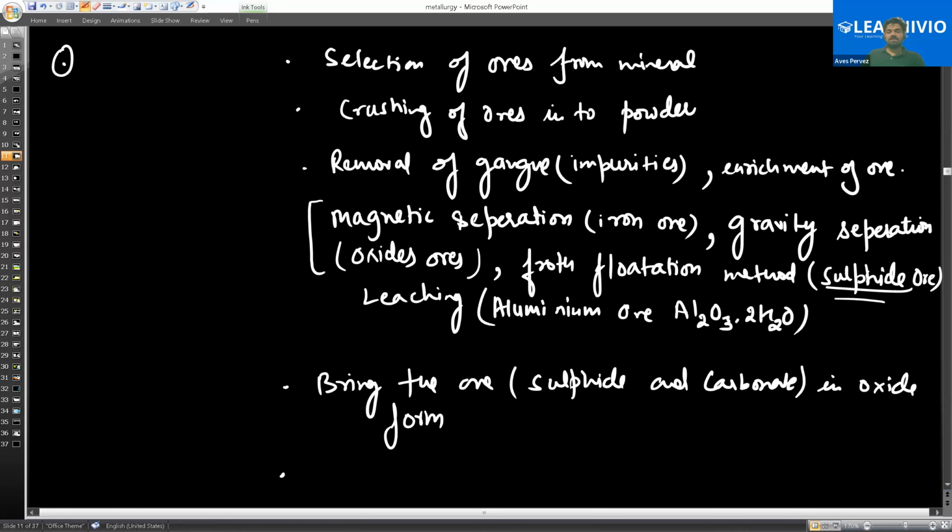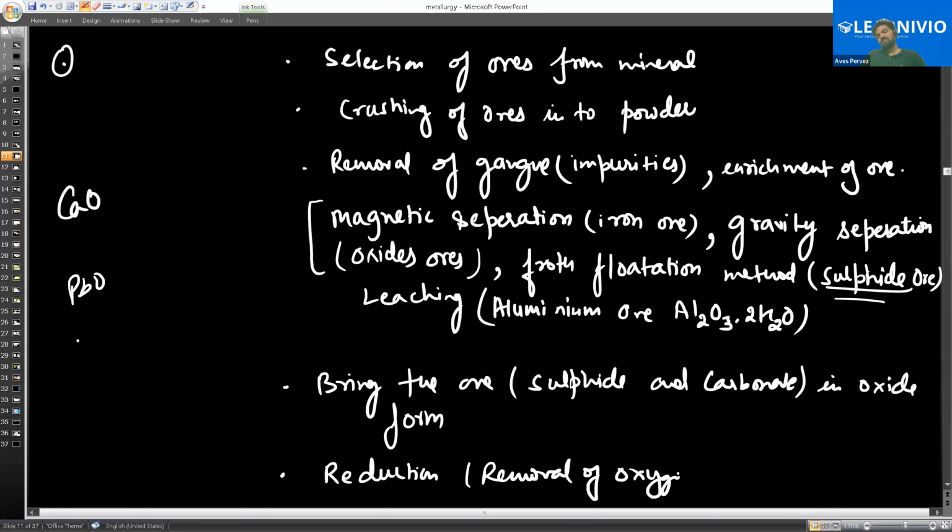When we convert the sulfide ore and carbonate ore into their oxide form, we get calcium oxide, PbO, and other metal oxides. The next step is reduction, which means removal of oxygen. Reduction means removal of oxygen or halogen.